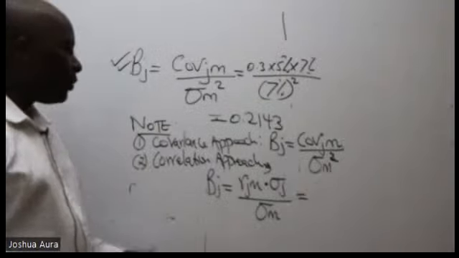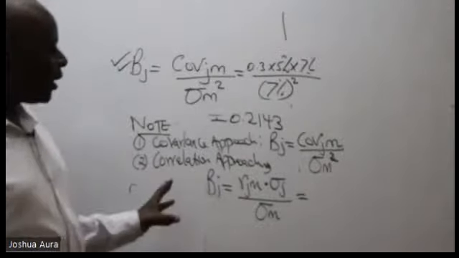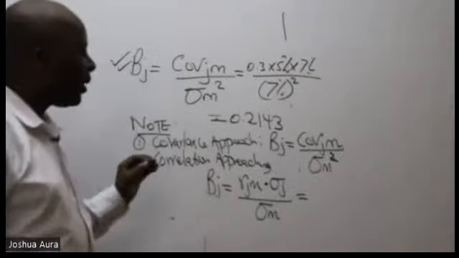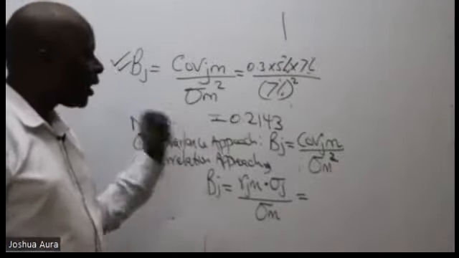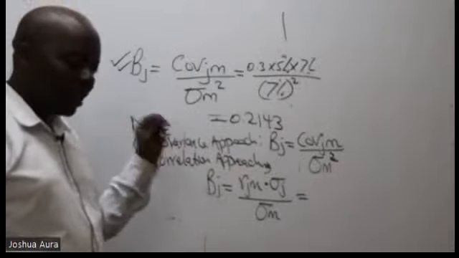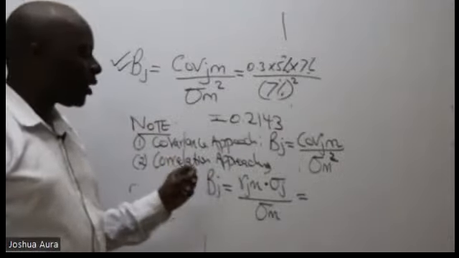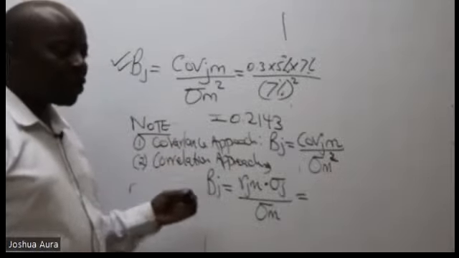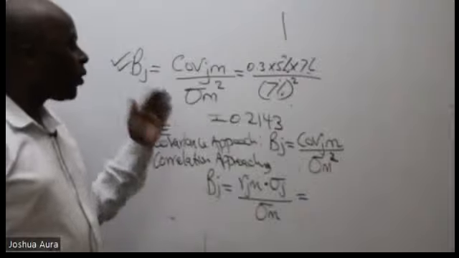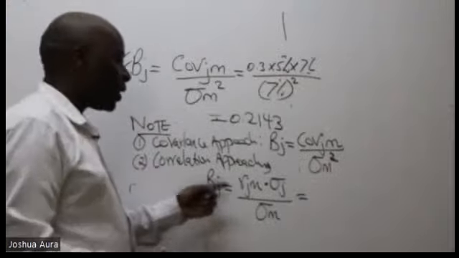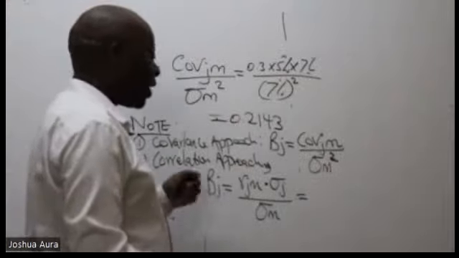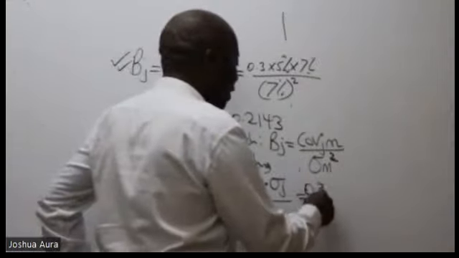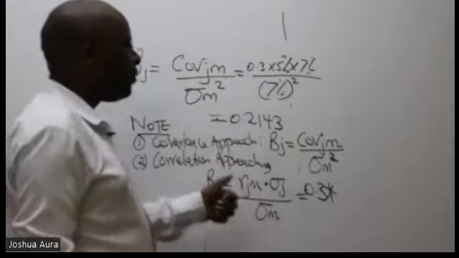So anytime they want me to give them beta J, if the examiner has given me the correlation, I'll take the correlation between J and M, and multiply this with the standard deviation of the security divided by the standard deviation of the market. So for the question we're doing here, using the second approach, the correlation that was given to me is 0.3 times the standard deviation of J.